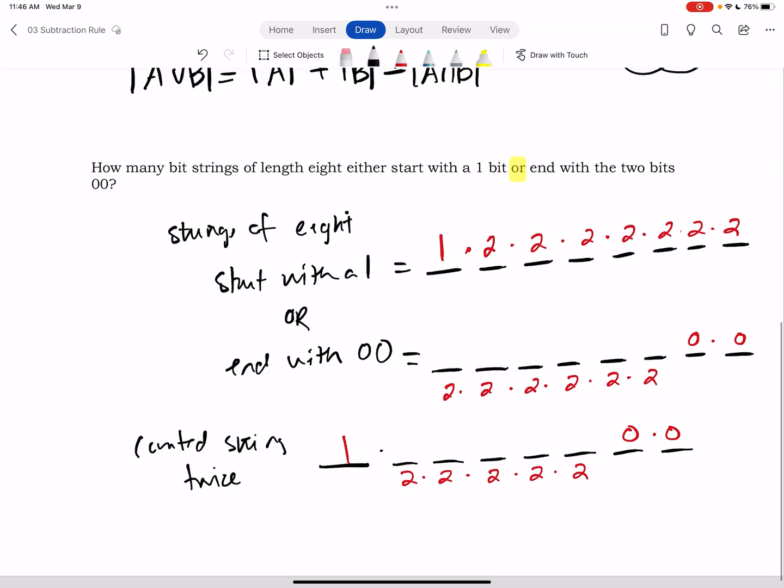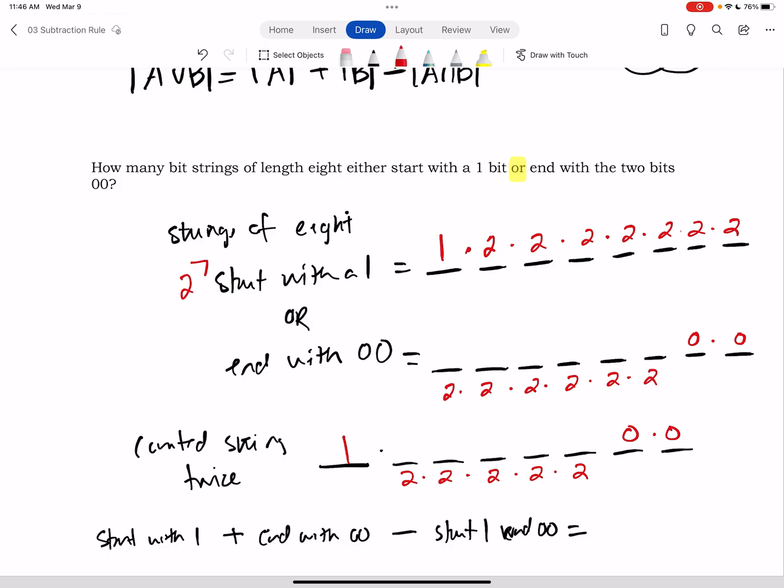So in total, I'm going to get the start with a 1 plus end with 0, 0 minus the overlap, start with 1 and 0, 0. So that's going to be 2 to the 7th. This is 2 to the 7th. This is 2 to the 6th. And this is 2 to the 5th. So it's going to be 2 to the 7th plus 2 to the 6th minus 2 to the 5th ways.